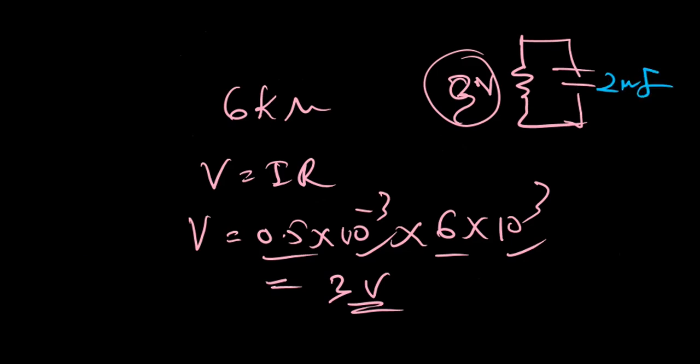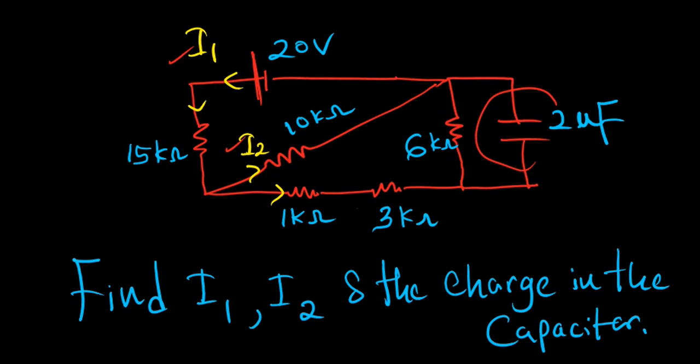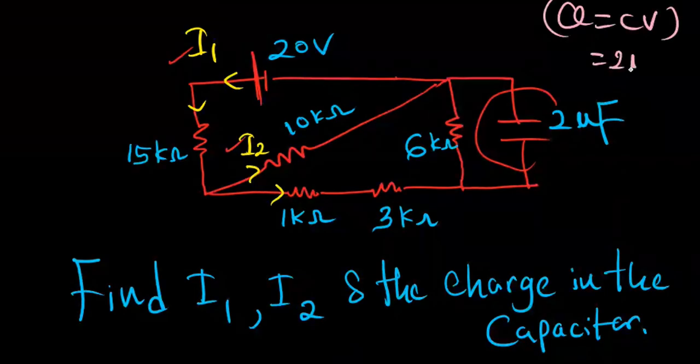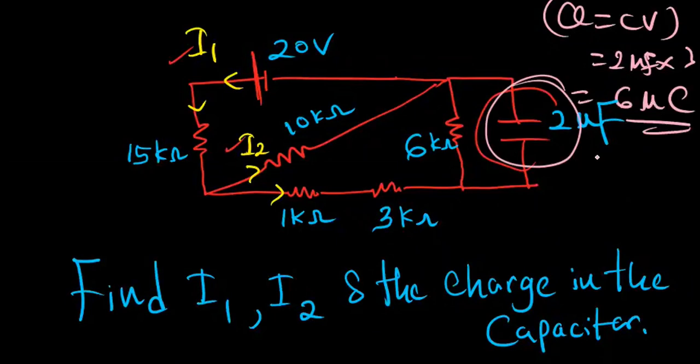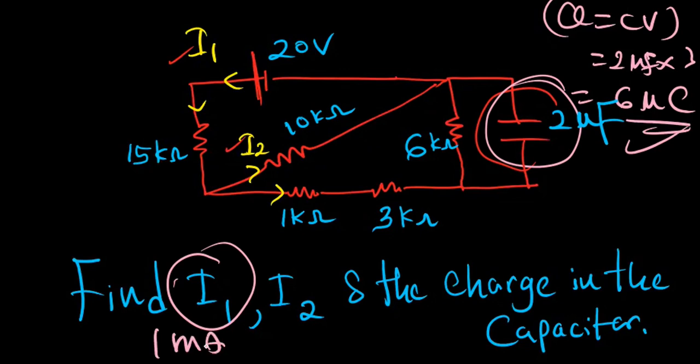Here, what we can do is, we know the potential difference. Now, let's apply the Q equals CV equation. C is 2 microfarad, that into 3, we get 6 microcoulombs. That is the charge in the 2 microfarad capacitor. So we have all the values now. I1 we have found as 1 milliampere, I2 as 0.5 milliampere, and finally the charge of the capacitor is 6 microcoulomb.